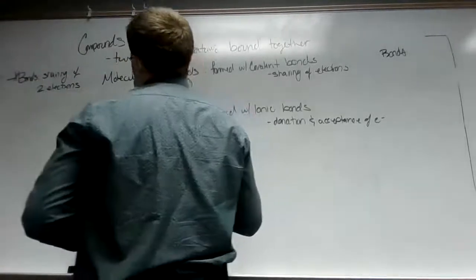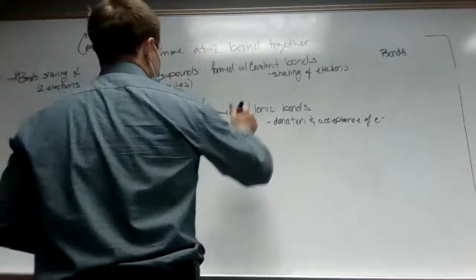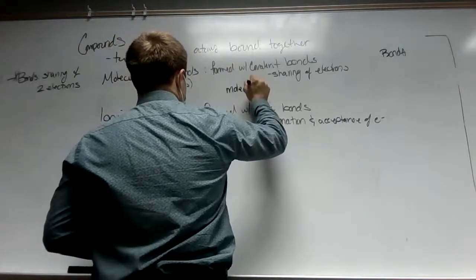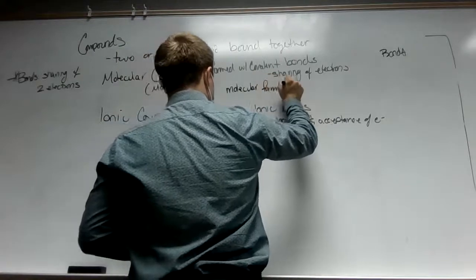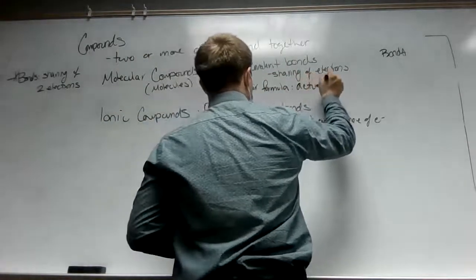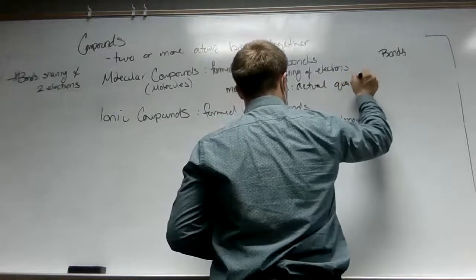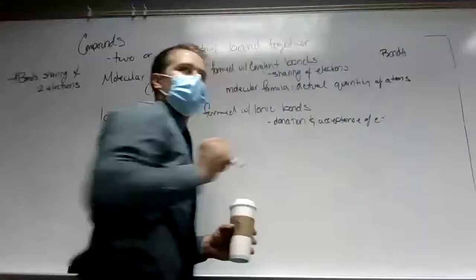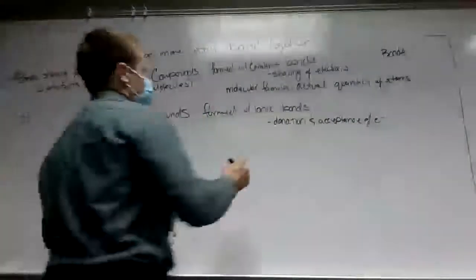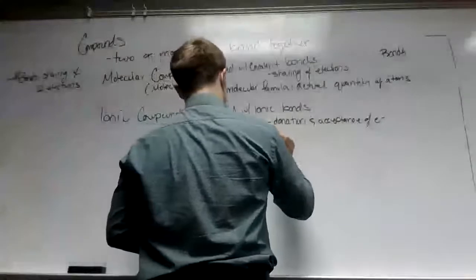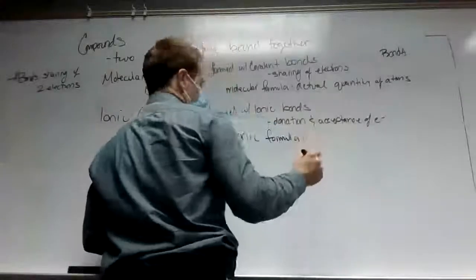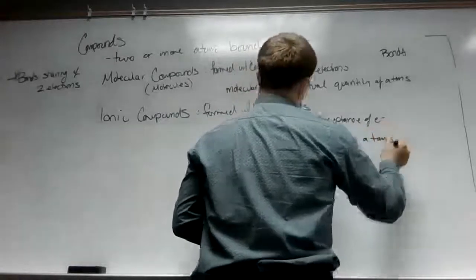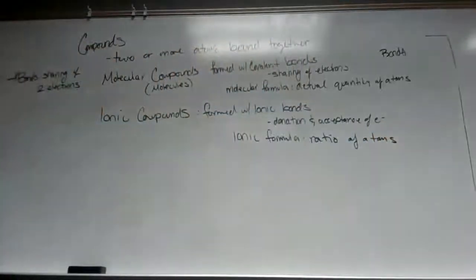So the molecular formula shows the actual quantity of atoms, whereas ionic formula shows the ratio of atoms. That is more of what that means.